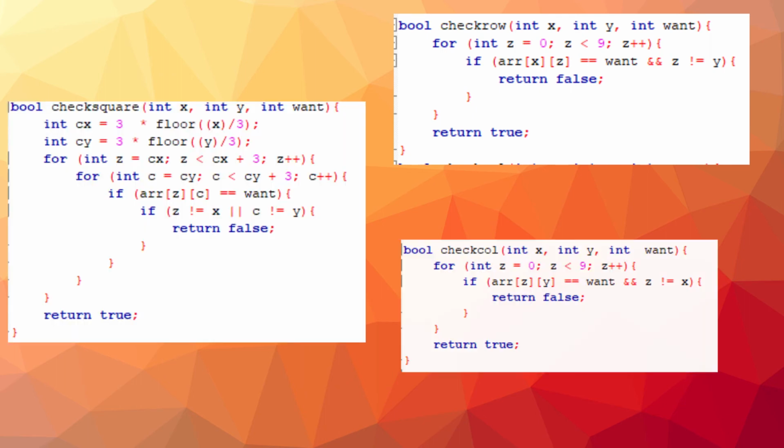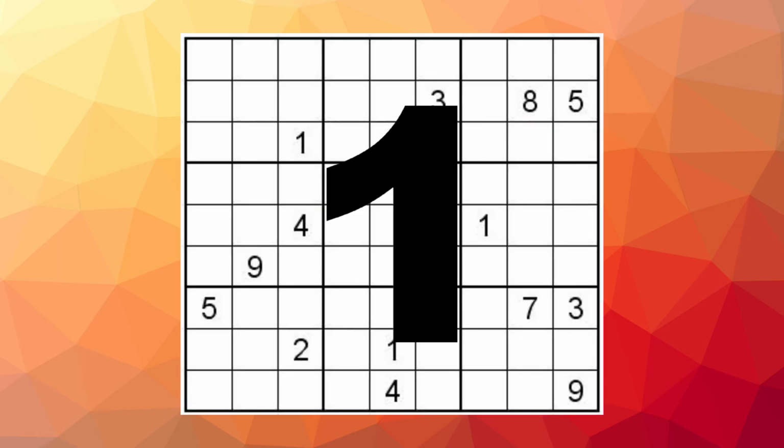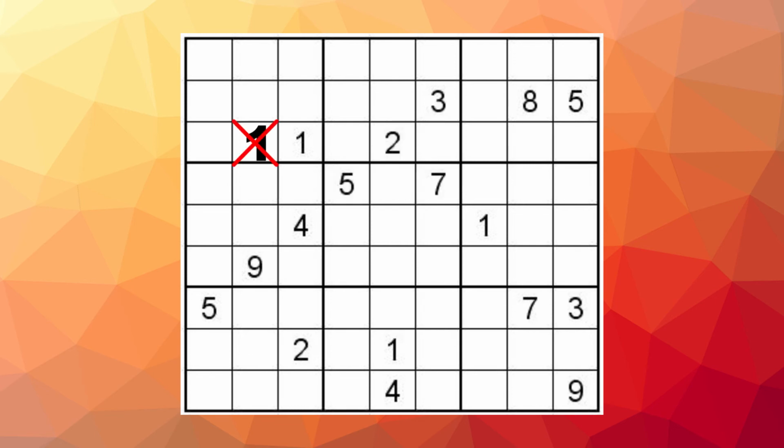Basically, these three functions will check if a certain number appears anywhere else in the puzzle. If yes, return false. So for example, the row function will be called with that number, and if we find that number in a certain row, it will return false. And these functions will be useful in our DFS.